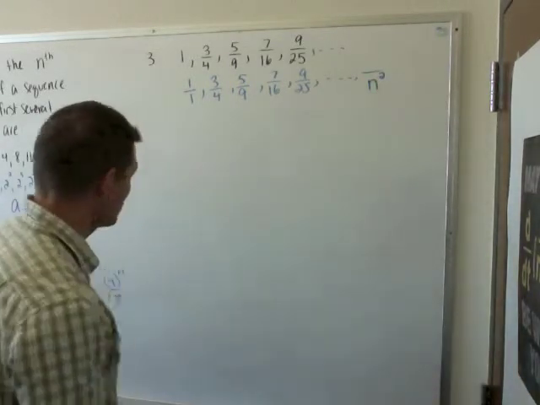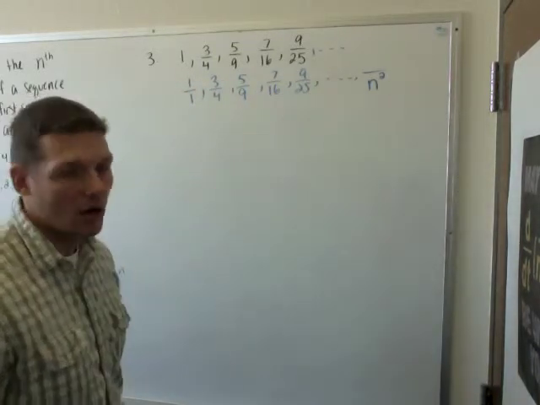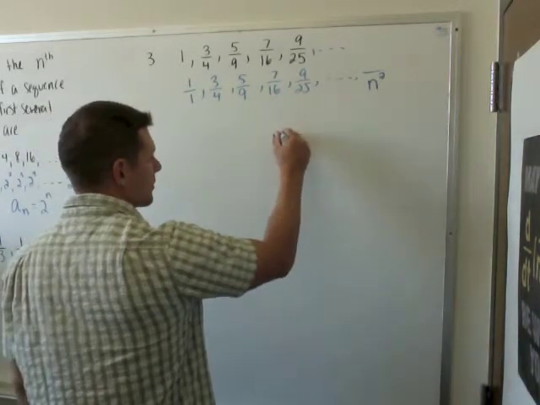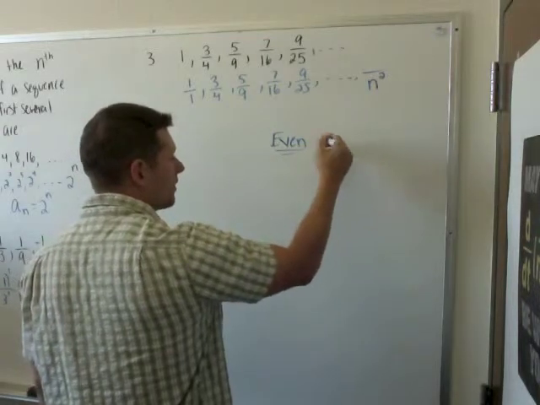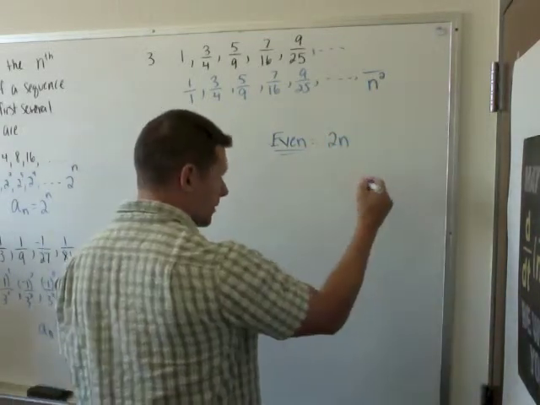Yes? And then what's happening up top? 1, 3, 5, 7, 9, I've got odd numbers, correct? Well, a couple of things we need to know: if I want to describe an even number, all even numbers have the form 2n. For example, if n is 1, it'll be 2.